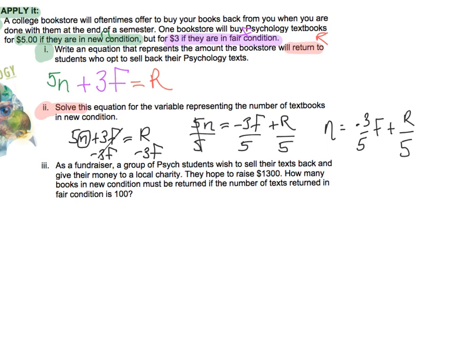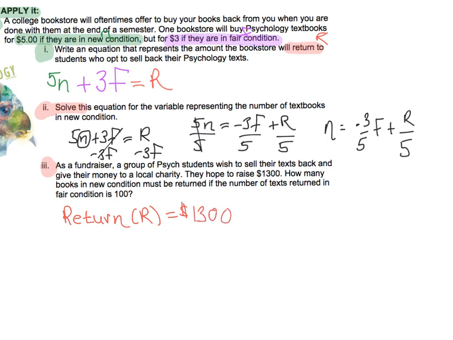And then in part 3 here, it says as a fundraiser, so let's highlight our 3 there. As a fundraiser, a group of psych students wish to sell their textbooks back and give their money to a local charity. It's very altruistic. They hope to raise $1,300, a total of $1,300. So their return that they're hoping to get is going to be $1,300. So they're telling us what R is.